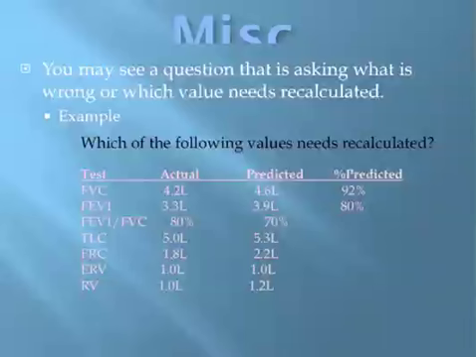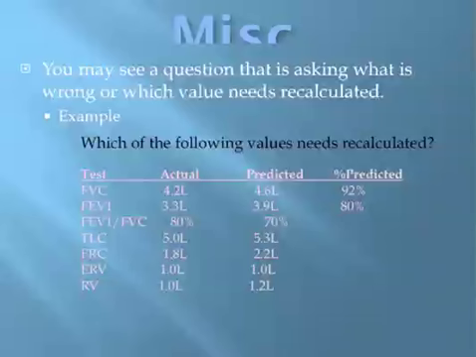Which of the following values needs to be recalculated? Well, let's look here. Don't get caught up in the FVC, FEV1, your flows, because you really can't recalculate those, except that you could do some percentages and say, well, is the FEV1 to FVC really 80%? Is the FEV1 that they actually did versus the predicted 80%? You can't recalculate the actual measurement, but you could recalculate the percents they did, or their FEV1 to FVC ratios.